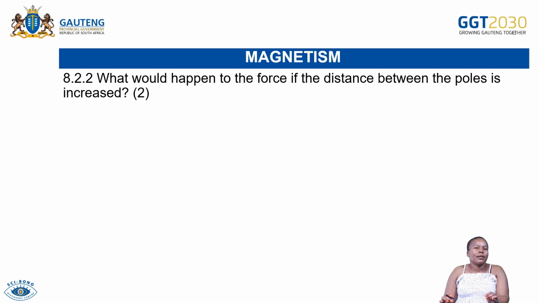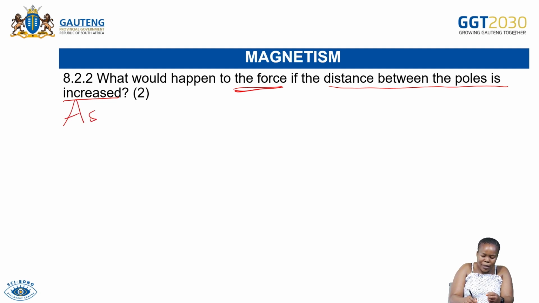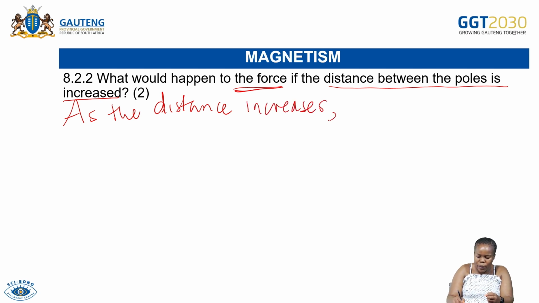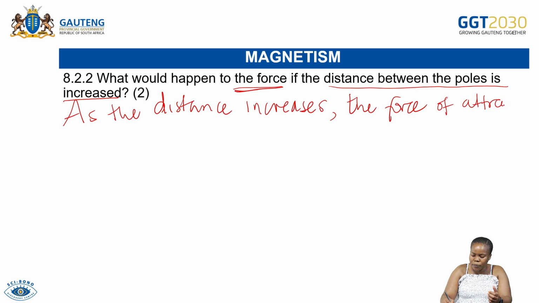8.2.2. What will happen to the force if the distance between the poles is increased? So if the distance between these two poles is increased, they're no longer close to each other, they are far apart. So what happens to the force? We say as the distance increases, the force, because it was the force of attraction, the force of attraction decreases.